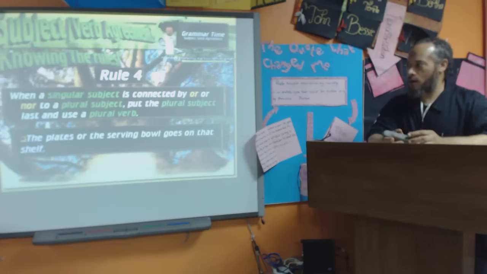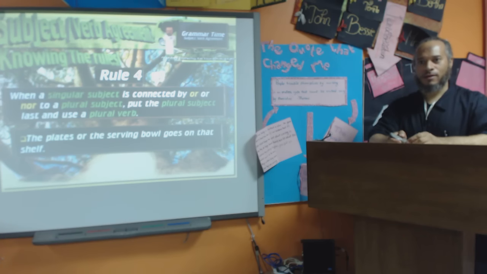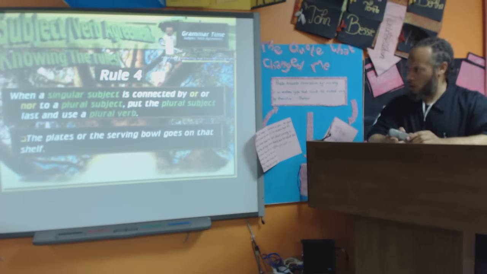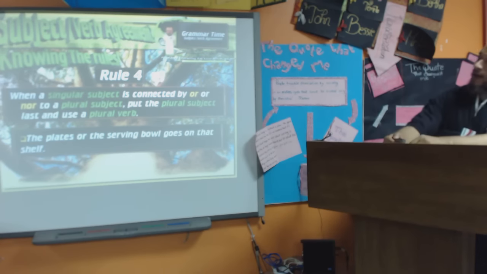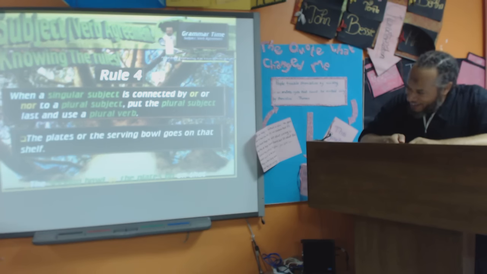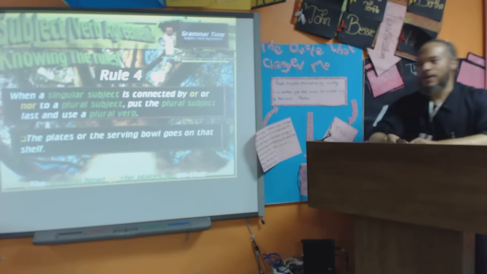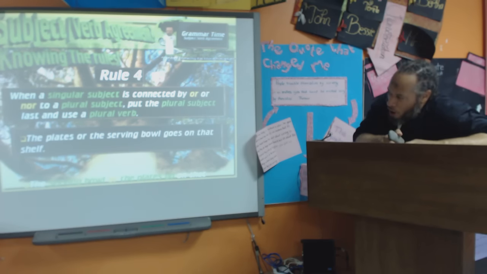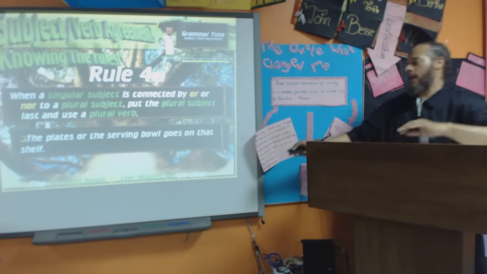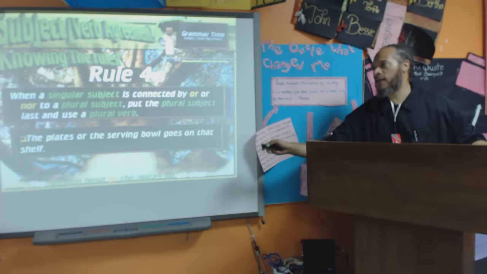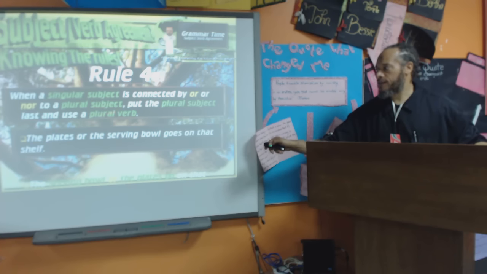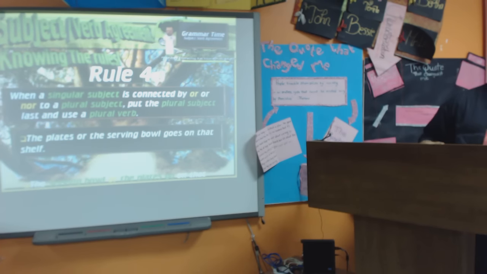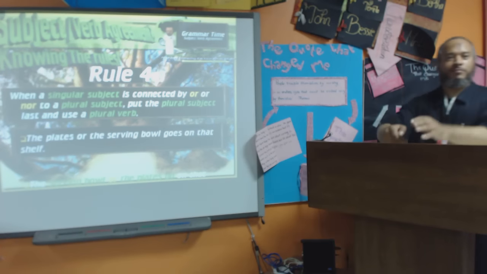You don't agree? Why don't you agree? Okay, let's see. Why is it down here? Can you see it at the bottom? The bottom is supposed to be up. The bottom says, the serving bowl or the plates go on that, and we can't see the rest of the word. I don't know why it's way down there. In any case, if you can't see that down at the bottom, this sentence is wrong based on the rule. Plates should come second and goes should be go. Everybody got that?